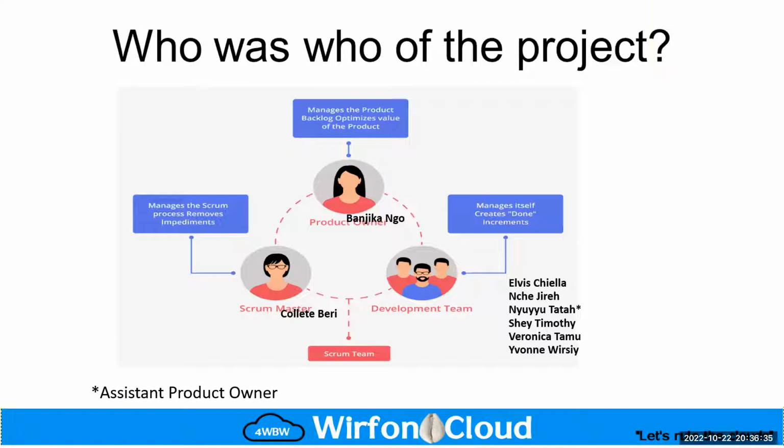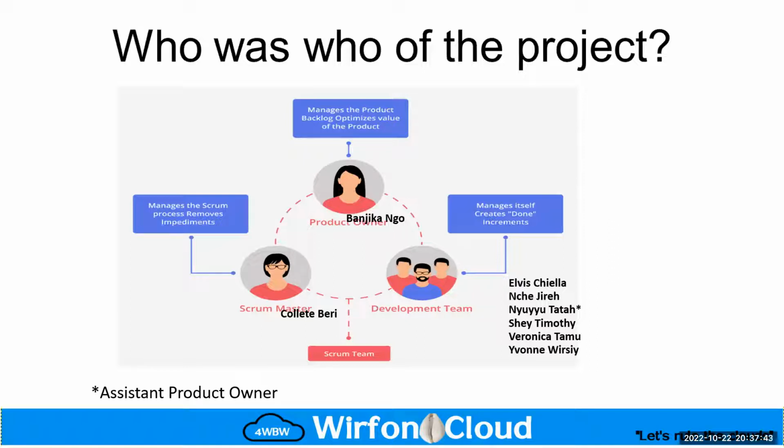Okay, great. So who was who of the project, in case some people missed it. We had our product owner, Banji Kango, and the product owner manages the product backlog, prepares the backlog, and then we are assigned the tasks for each of the stages of the project. Then we had our Scrum Master, Colette Berry, who manages the Scrum process and tries to make sure that everything is done in the Scrum way. Then we had the developer group made up of Elvis Chila, Chair Jaire, Nyoyu Tata, Shay Timothy, Veronica Tamo, myself, and Yvonne Wisi. In the absence of the product owner, Nyoyu Tata was acting as the assistant product owner.